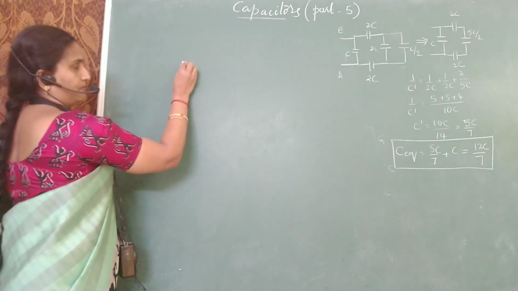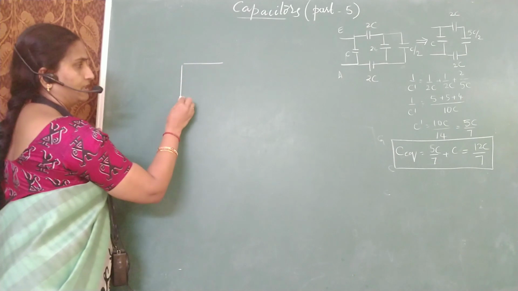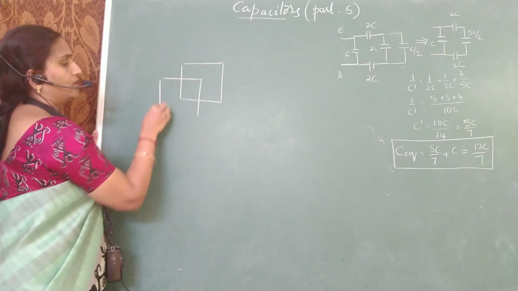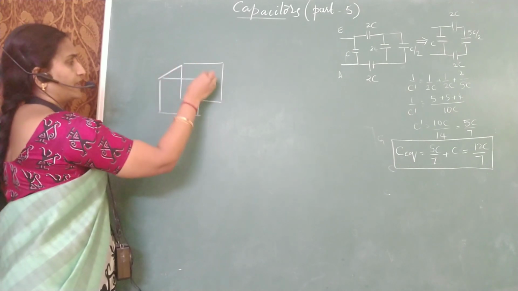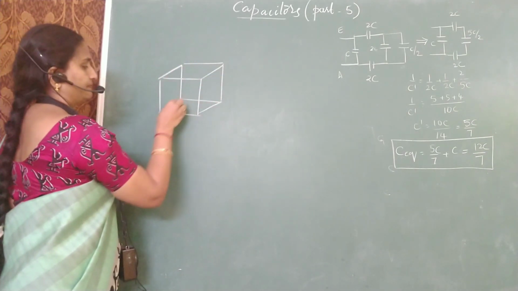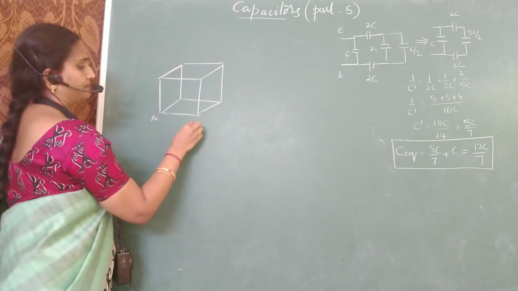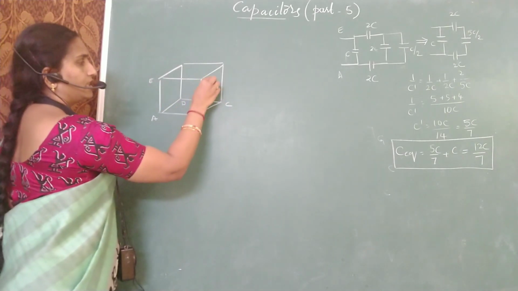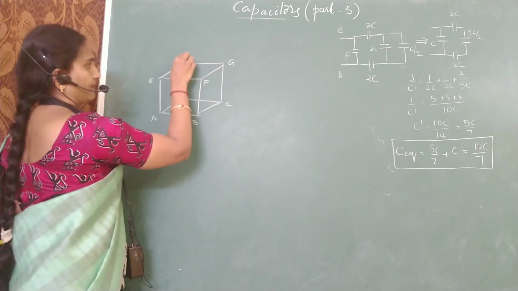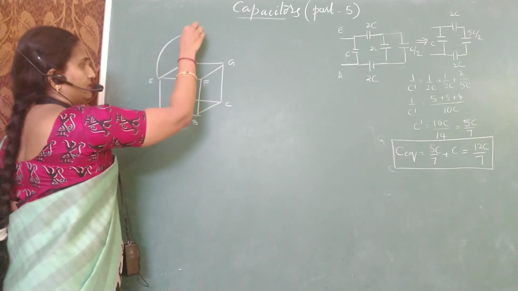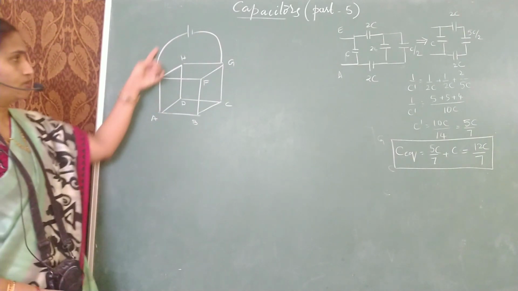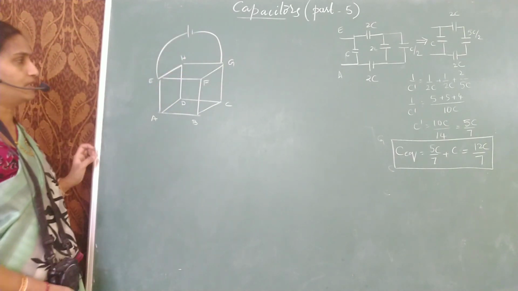Okay, I am repeating the same diagram. But now we want the equivalent capacitance across the phase diagonal. So I call it E, F, G and H. So across E and G we are going to find the equivalent capacitance. So this is the power supply.